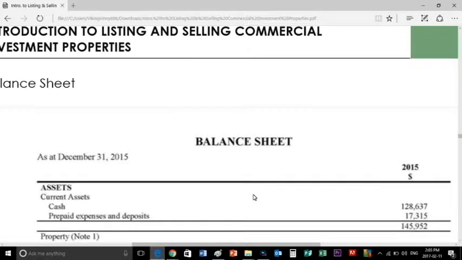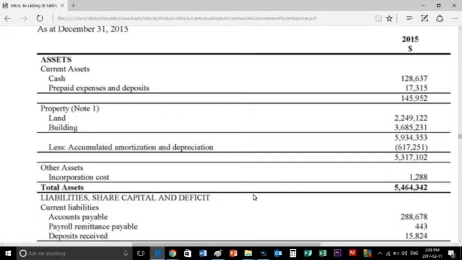So the balance sheet here as of December 31st, 2015. So the assets, current assets, we've got cash of $128,637. Prepaid expenses and deposits, that's $17,315. So add that 128 plus 17, and it comes out to $145,952. So we've got the property.